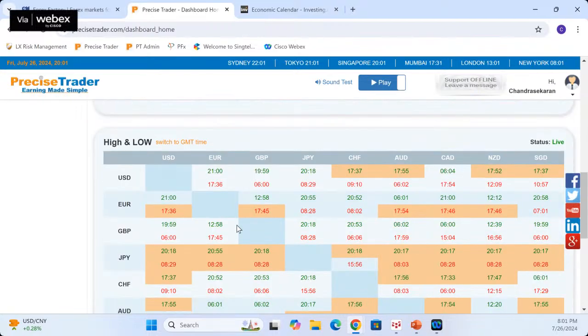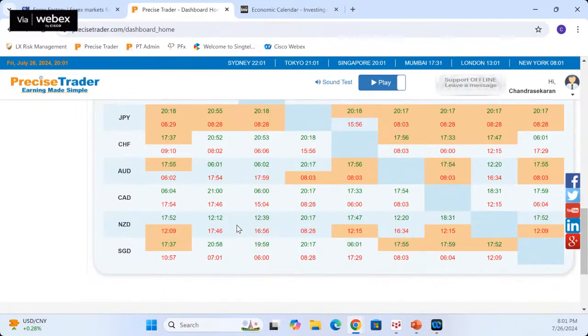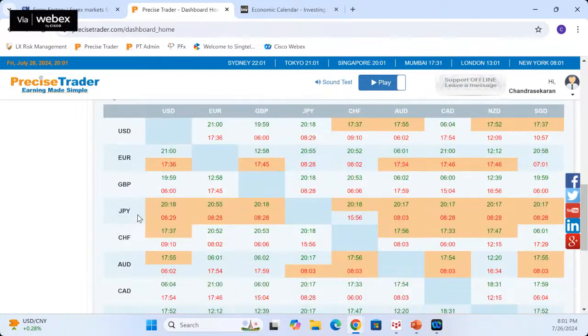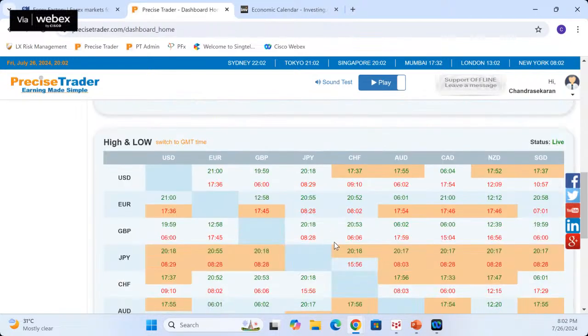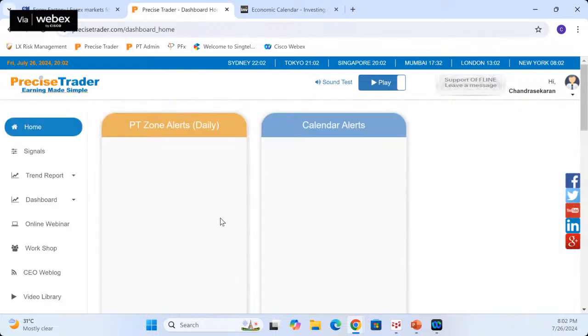Then one more thing is, if you look at the yen, this would tell you the high low time. So what has happened is the market made a low in the morning at about 8:30 Singapore time, and right now the market is breaking the high. It's making a high at a different time frame. So this is also another tool which we can use to see which direction we are heading.